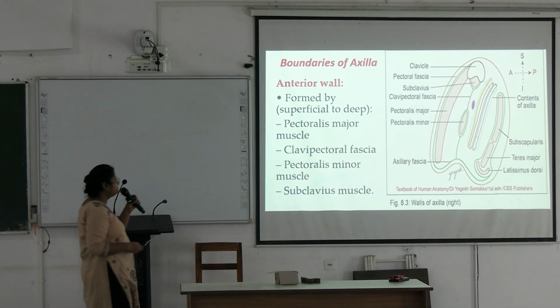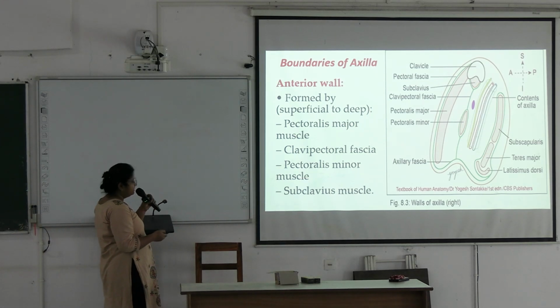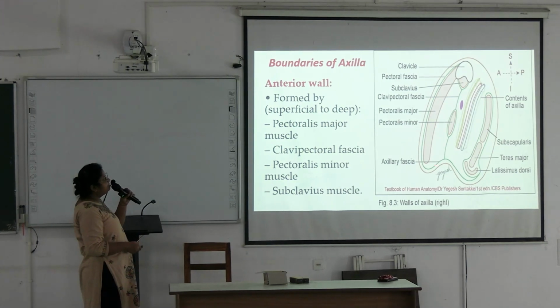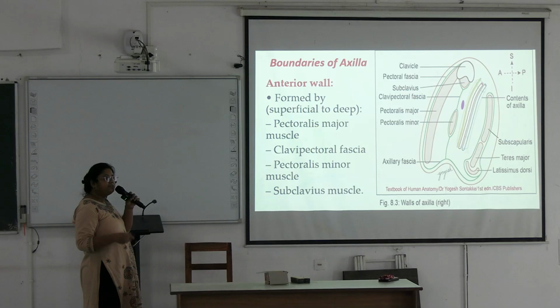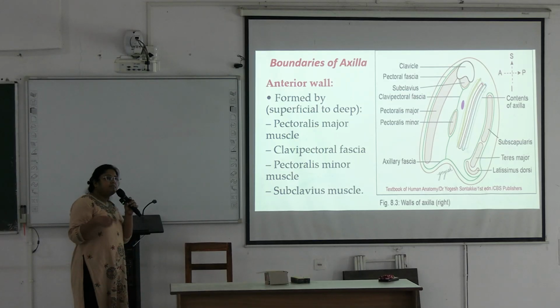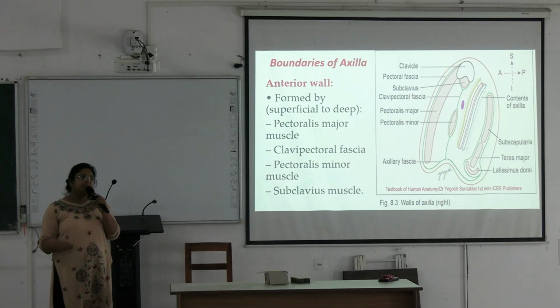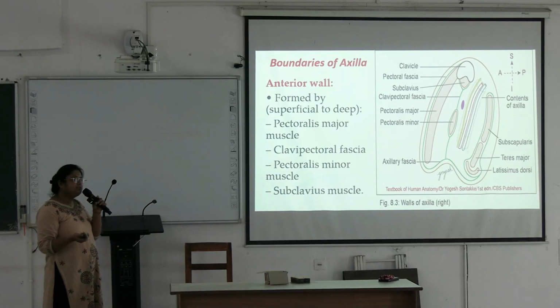These are mainly forming the anterior boundary, and these are the structures passing through the axilla. Different vessels and nerves, branches of the brachial plexus, artery, axillary veins, all those are passing through. These are the contents of the axilla.